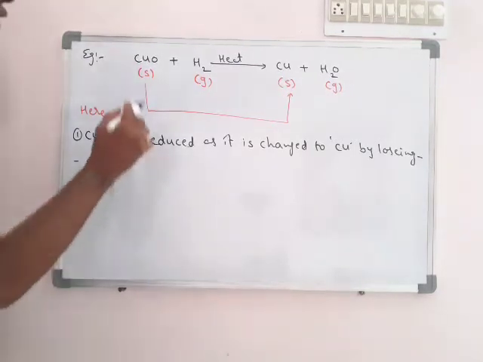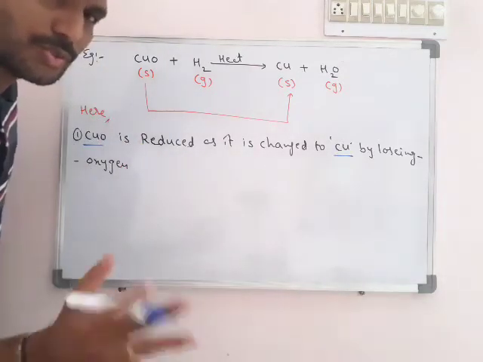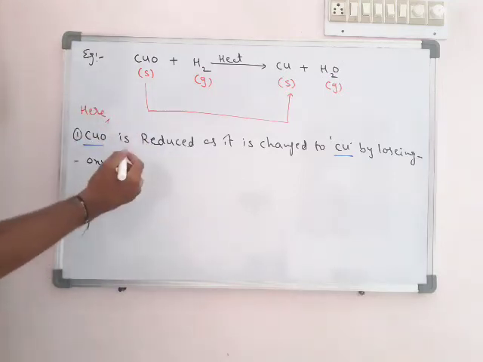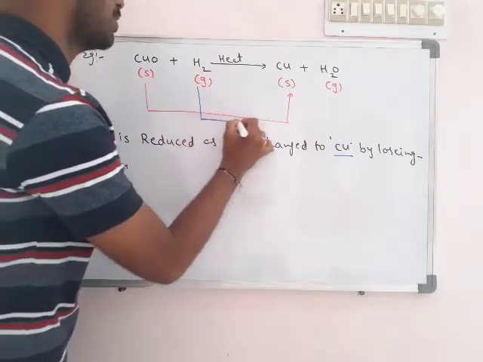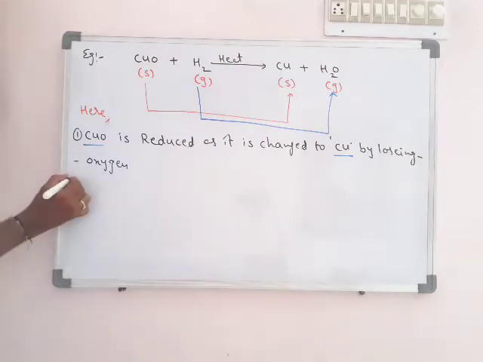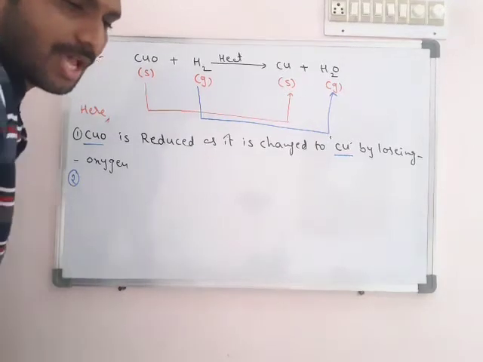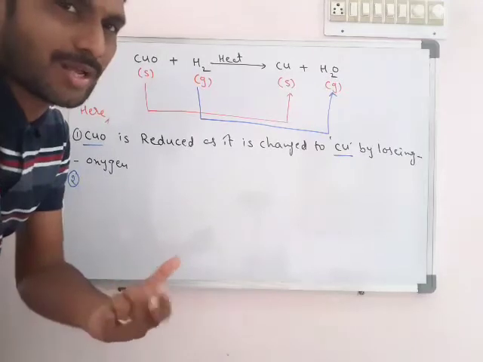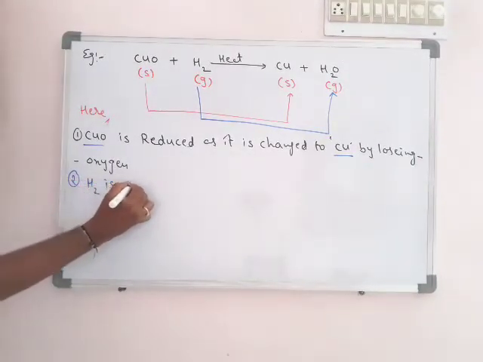Here CuO becomes Cu, oxygen loss, so simply it is reduced. Next, see what about this H2. H2 becomes H2O, which means this hydrogen gains the oxygen. Gaining of oxygen is called oxidation. So simply we can write here H2 is oxidized.